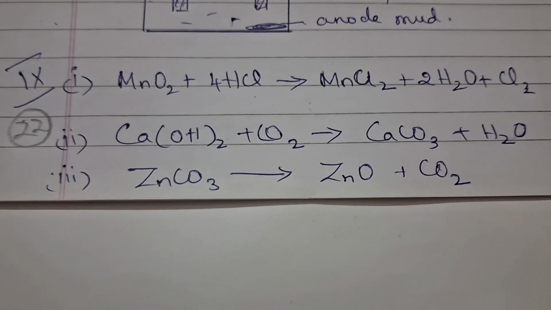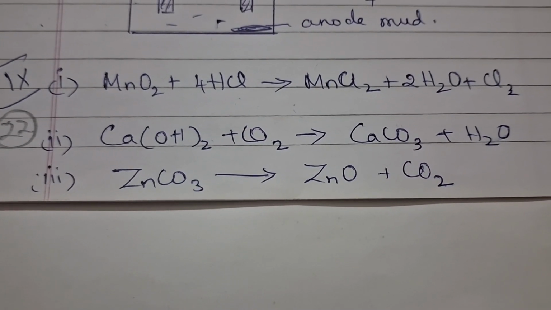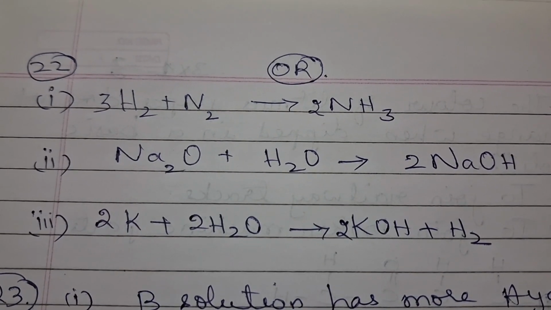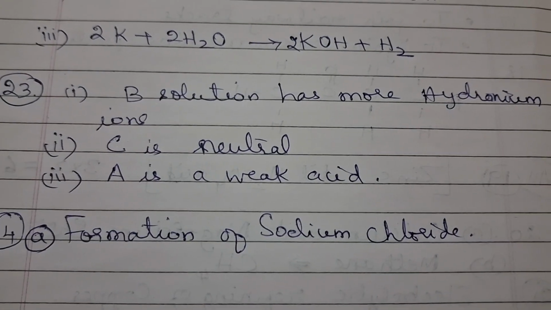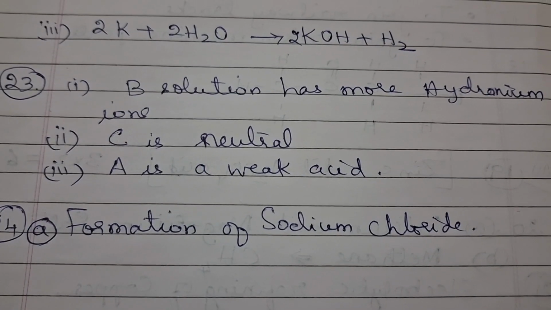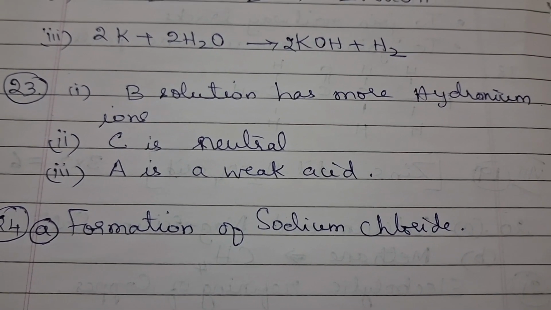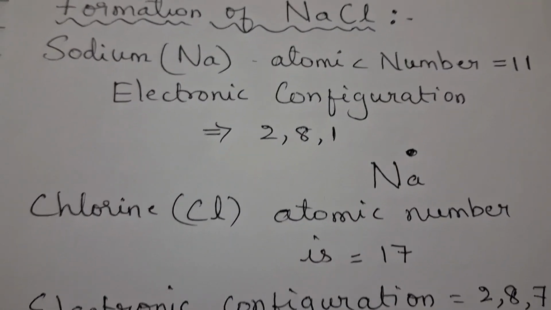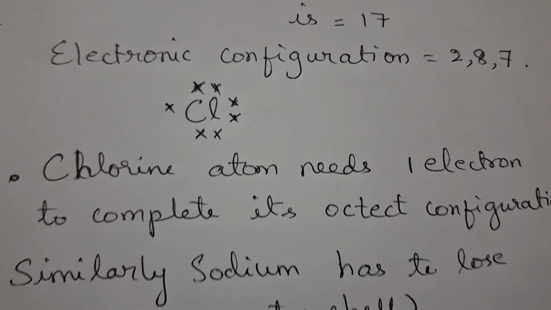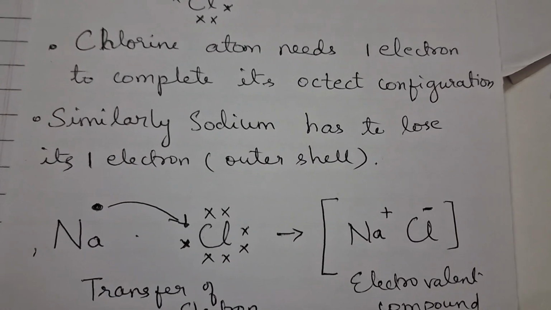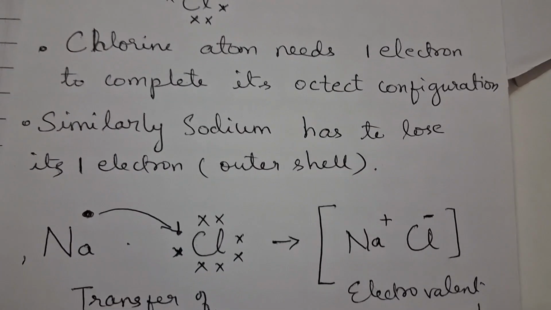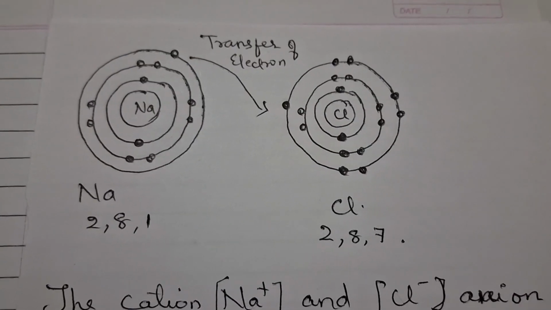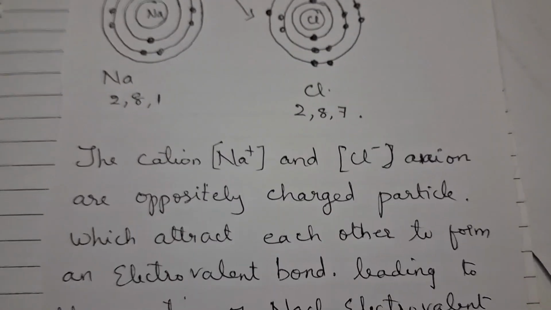The 3rd mark, that is the 22nd question, chemical equation and balancing. 22nd OR question. 23rd application question. Answers are given. Formation of NaCl is given in an elaborated way; you can cut it short and write it. You can write only these steps. The electronic configuration and this step is sufficient. Or this diagram and this explanation is sufficient.